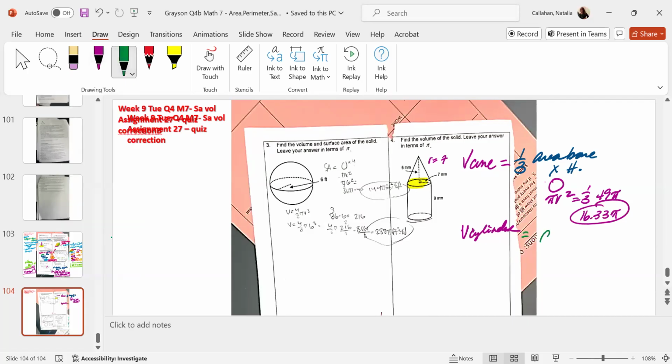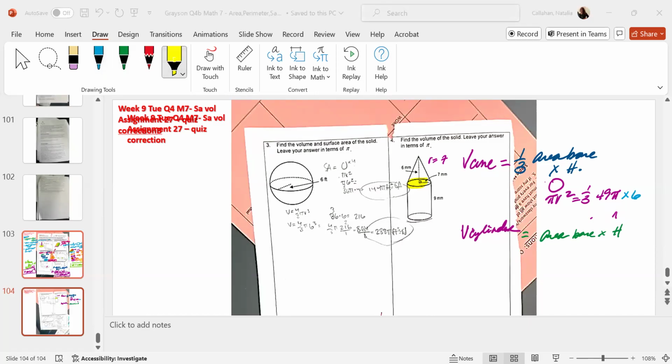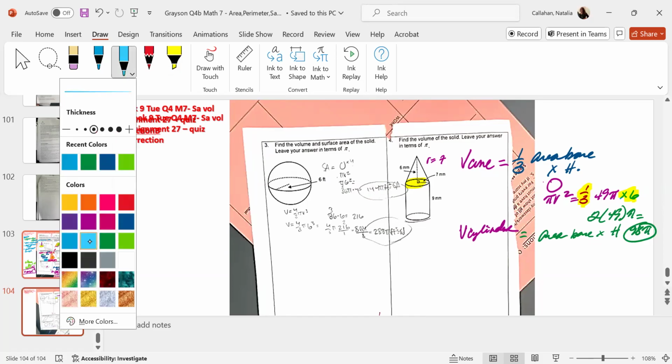Cylinder of the cone. Area of the base times the height. Oh, you know what? I messed up. Hold on a second. Don't write that down yet. I forgot something. I forgot the times by the height. What's the height? The height is 6. Do you see how 1/3 of 6 is 6 divided by 3? That's the same thing as 2. So 2 times 49 pi is going to give you 98 pi. That's the volume.